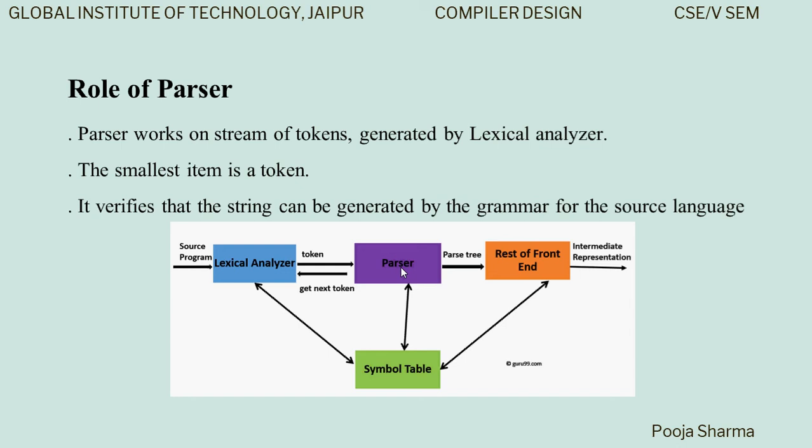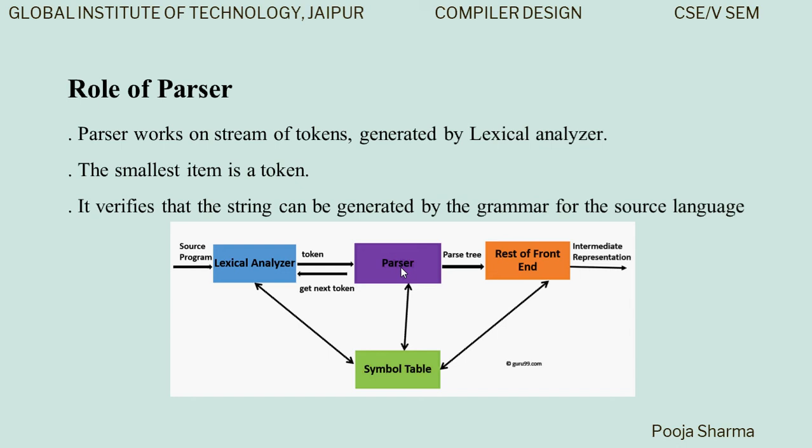Suppose it has seen an identifier as a token. So ID is the token written by the lexical analyzer. Now, if I consider a language that consists of only arithmetic expressions, then after an ID, it is expected that I will get an operator here.